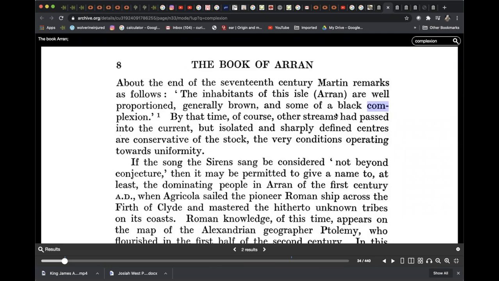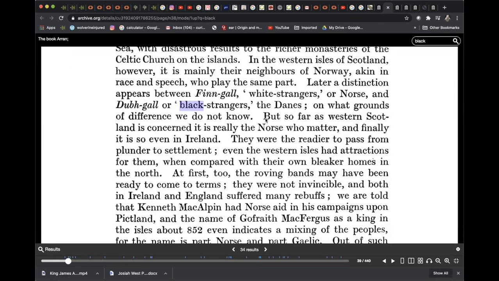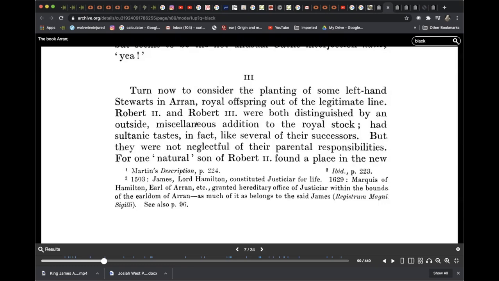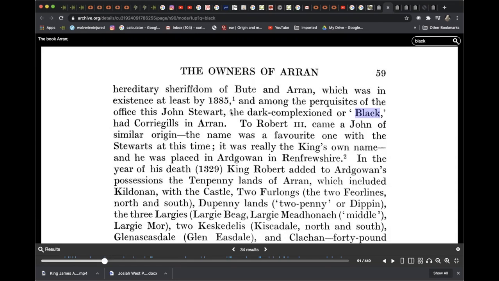Black complexion. In the same book, down here it is talking about the Danes again. It says later, a distinction appears between Fingal, white strangers or Norsemen, and Dugal, or black strangers, the Danes. We're on page 58 of this book, and it says, we now turn to consider the planting of some left-hand Stewarts in Arran. They're going to talk about one of these Stewarts. Down here on the next page, it says, which was in existence at least by 1385, and among the perquisites of the office, this John Stewart, I remember who the Stewarts are, dark-skinned people, the dark-complexioned or black had corrigils in Arran. John the Stewart, the black, dark complexion or black. This is in Scotland, in the isle of Arran.